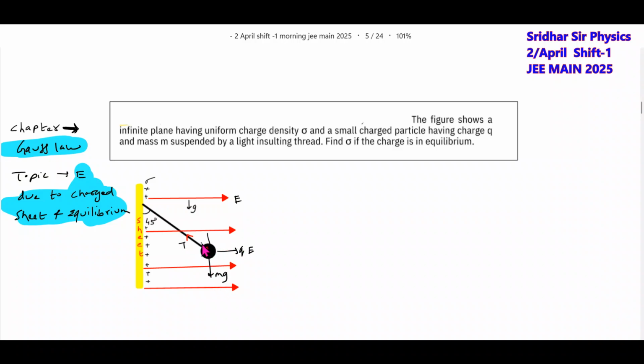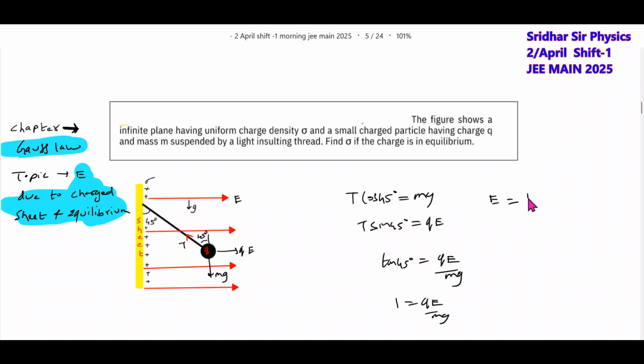Then this angle is 45 degree. Then T cos 45 degree will balance mg. T sin 45 will balance QE. We'll divide these two. Tan 45 degree is equal to QE by mg. Tan 45 will be 1. So electrostatic field is equal to mg by charge q.